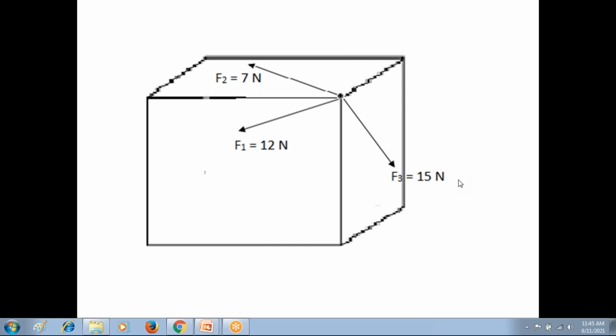If anybody is having doubts about these types of force systems, please discuss with me. Any doubts, students, about these types of force systems?